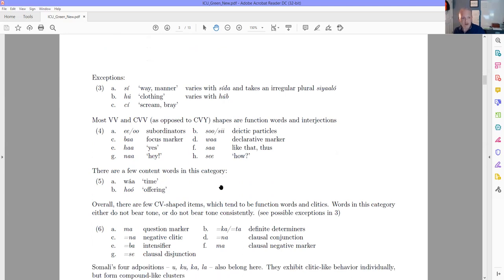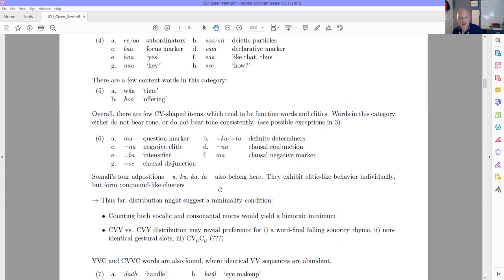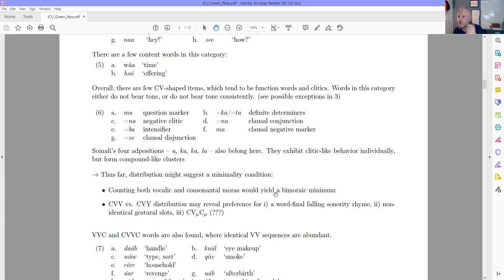Moving on to yet other shapes, we have CV shaped items, and these tend to be function words or clitics. Interestingly, words in this category do not bear tone, or at least don't bear tone consistently. And of course, there are those exceptions I mentioned in three. I mention the connection to tone because there have been arguments by some other folks that high tone and wordhood correlate with one another. Also in this group, we have four adpositions in the language that also exhibit clitic-like behavior, but sometimes form compounds that, when they get big enough, start to behave like words.